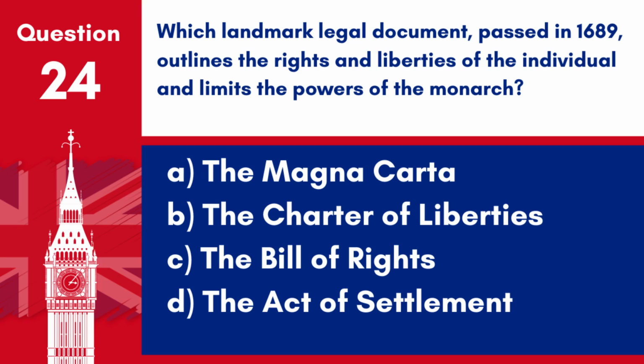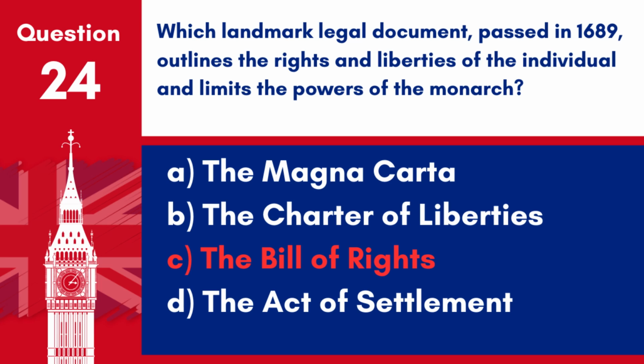Question 24. Which landmark legal document, passed in 1689, outlines the rights and liberties of the individual and limits the powers of the monarch? A. The Magna Carta. B. The Charter of Liberties. C. The Bill of Rights. D. The Act of Settlement.